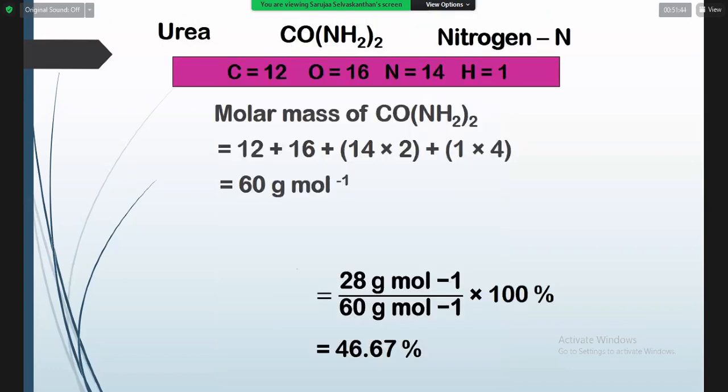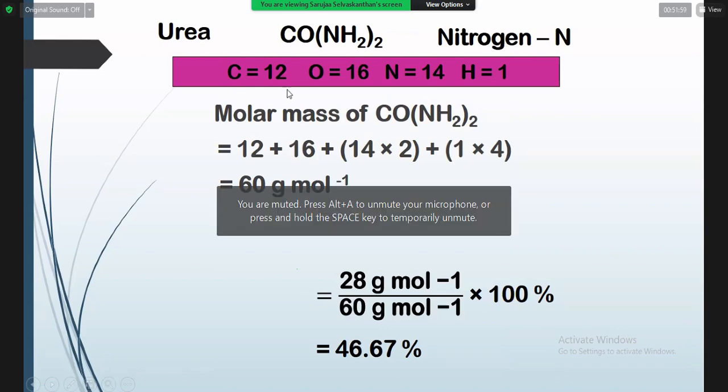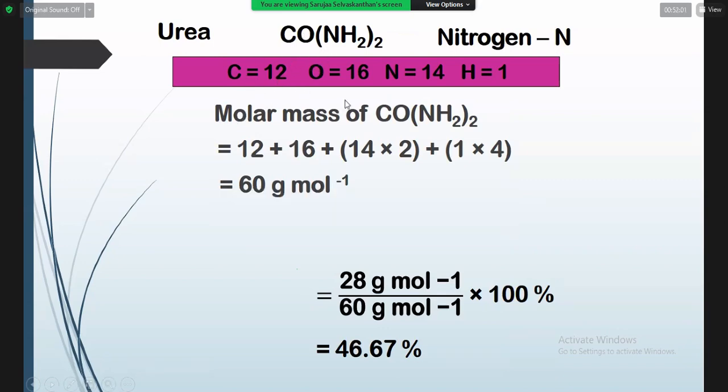You can look here: urea is CO(NH2)2. The available nitrogen is N. Carbon C is 12 molar mass, oxygen is 16, nitrogen is 14 and hydrogen is 1. Then the molar mass of CO(NH2)2 is C 12 plus O 16 plus N 14 into 2, because here there are 2 nitrogens. Okay or not?